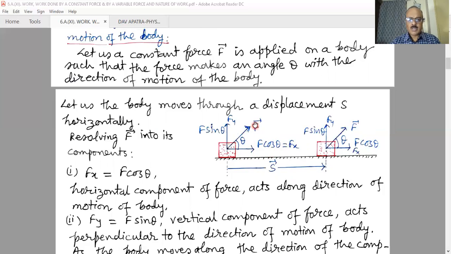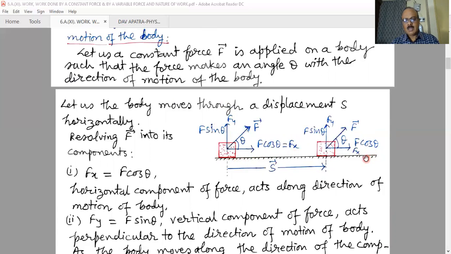Now there are two components of this applied force. One is F cos theta, that is along the direction of displacement, and let us suppose the displacement takes place along the x-axis. Therefore, we can say this F cos theta is Fx, the x component, and the other component is F sin theta. That is in the vertically upward direction, Fy, and we consider here one horizontal plane.